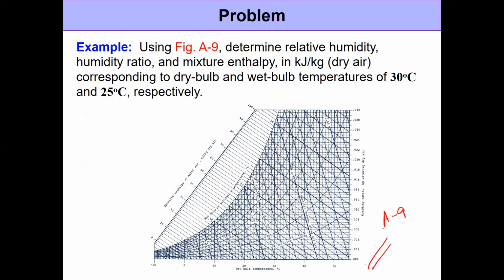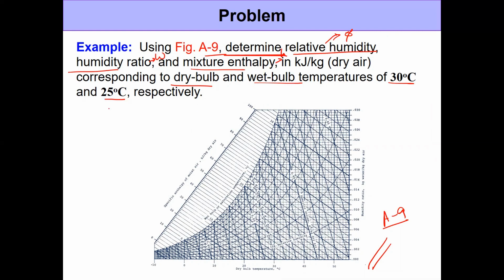This is actually figure A9, and here we have been told to use the figure and determine relative humidity, humidity ratio, and mixture enthalpy. The dry bulb and wet bulb temperatures are given as 30 degrees Celsius and 25 degrees Celsius respectively. Now, in the previous example, you had exactly the symbols given to you, but this is not going to be the case always, right? You got to know what relative humidity stands for. And from our understanding, we know that relative humidity has the symbol phi. Humidity ratio is omega, and the mixture enthalpy is H. And these are what we are looking for.